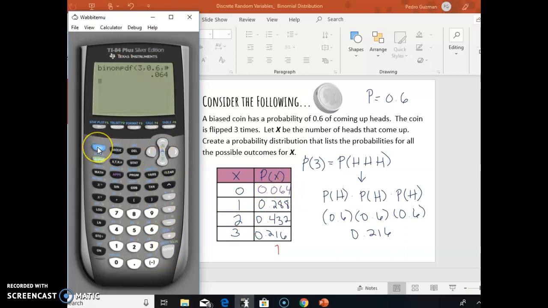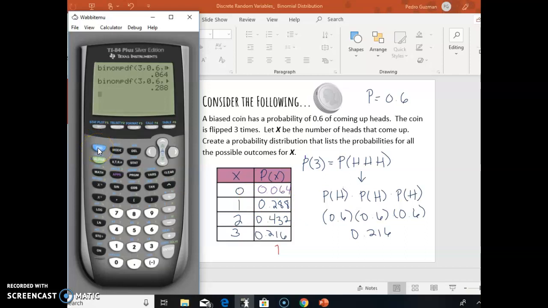So let's do this again for exactly one head. Second vars, binom PDF. There's still 3 trials. The probability is still 0.6, but this time the x value is 1. And we get 0.288. Same thing, just much quicker.